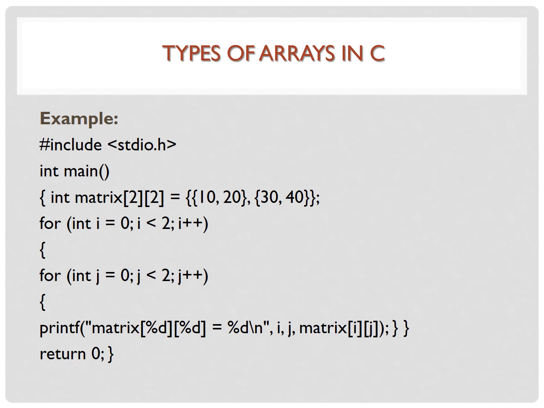Here is a sample program for a two-dimensional array. This program creates a two-dimensional matrix. It fills it with the values 10, 20, 30 and 40. Then it uses nested loops to print each element with its row and column indices.